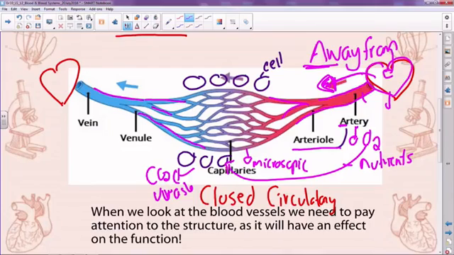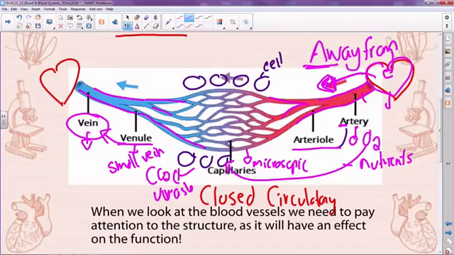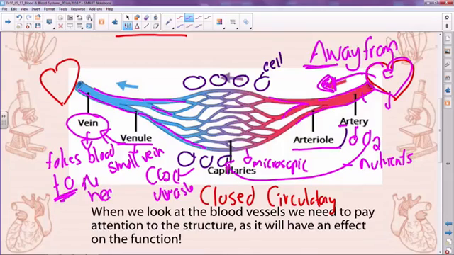Now it's going to go into this big vessel called a vein. So as you can see, a venule is a small vein. Now what is the terminology of a vein? A vein takes blood to the heart. So anytime we go to the heart, a vein will take blood to the heart, and the artery, remember A for away, will take blood away.